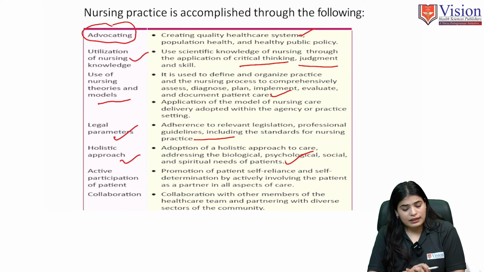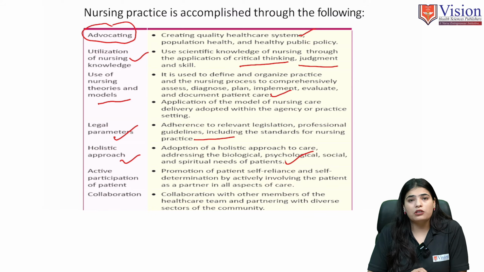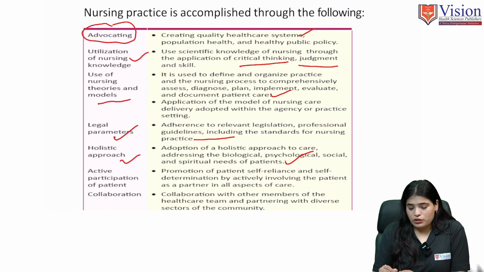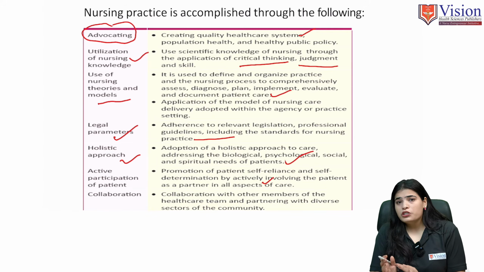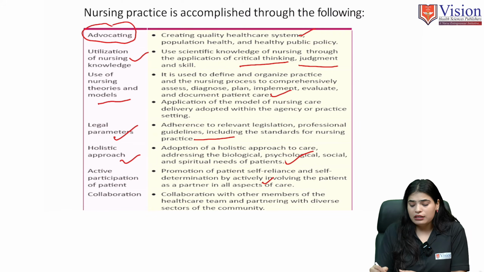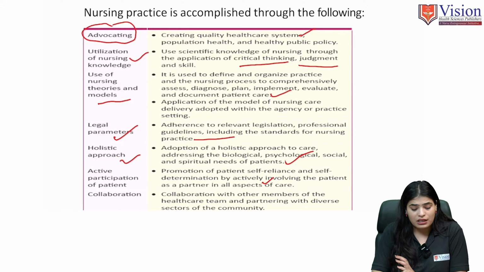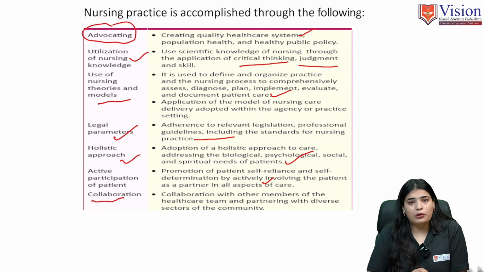And the next thing is active participation of the patient. It is very important whenever we are making a decision for the patient or providing care to the patient that we include the patient or the family members in that decision making, and we also ask the patient to assist in the activities or procedures we are performing on the patient. And the last thing here is collaboration.